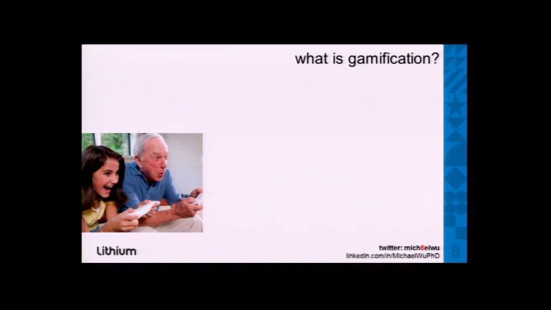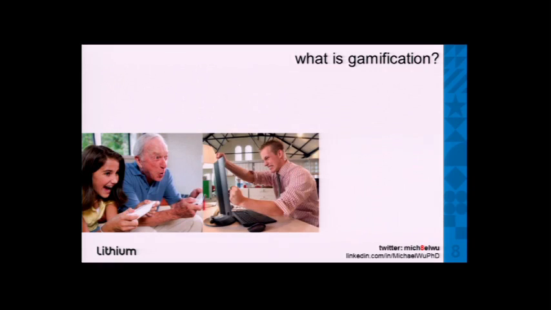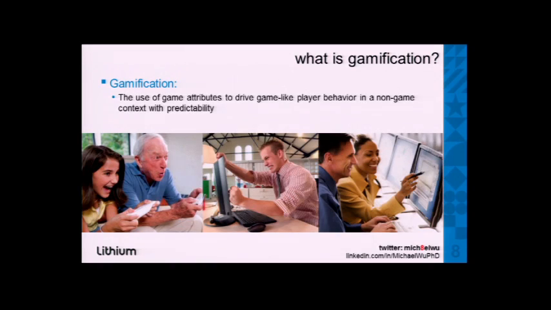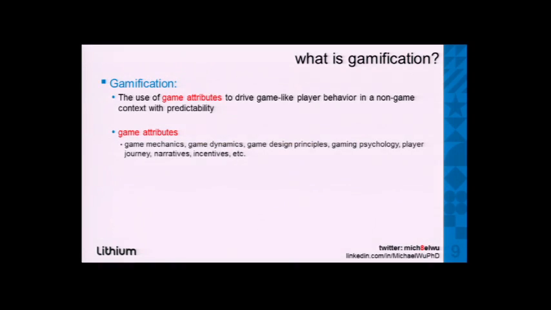Most of you enjoy playing games and being rewarded, right? But there are things we don't like to do for whatever reason. The idea of gamification really is to take some attribute of a game and apply it in a non-game context, with predictability. So what are these game attributes? A lot of them are game mechanics and game dynamics, but they could go beyond that. They could be game design principles, the psychology of a player, and even the narrative, the story. Some people actually play games just to finish the story, to see how it turns out. And they could be incentives too.